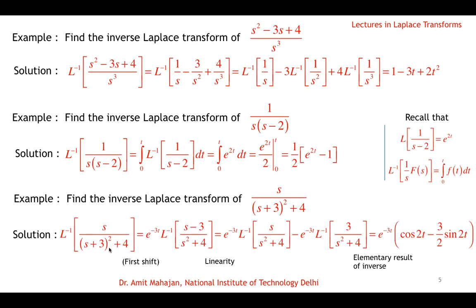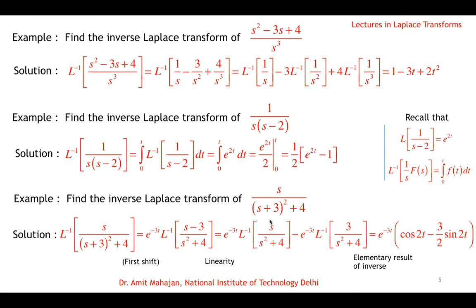The Laplace inverse of this function is e power minus 3t. So we applied the first shift. s plus 3 becomes s, and because s plus 3 becomes s, the numerator s becomes s minus 3. So s minus 3 over s square plus 4, and this we can separate as s over s square plus 4 plus minus 3 over s square plus 4, and then apply linearity to separate into two Laplace inverses.